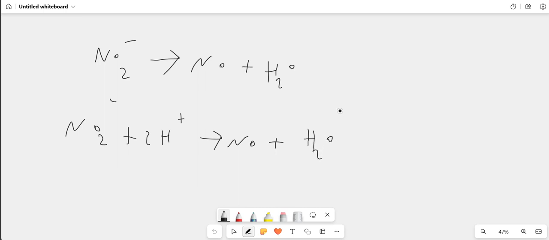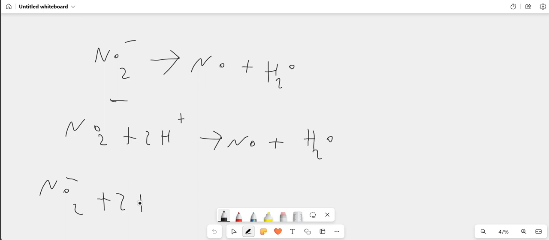And then what I need to do now is balance it. On the right hand side is neutral. On the left hand side I've got a negative here and a 2 plus. So overall that's minus plus 2 plus, that's -1. So I need to add another electron to the right hand side. Now it'll become neutral.